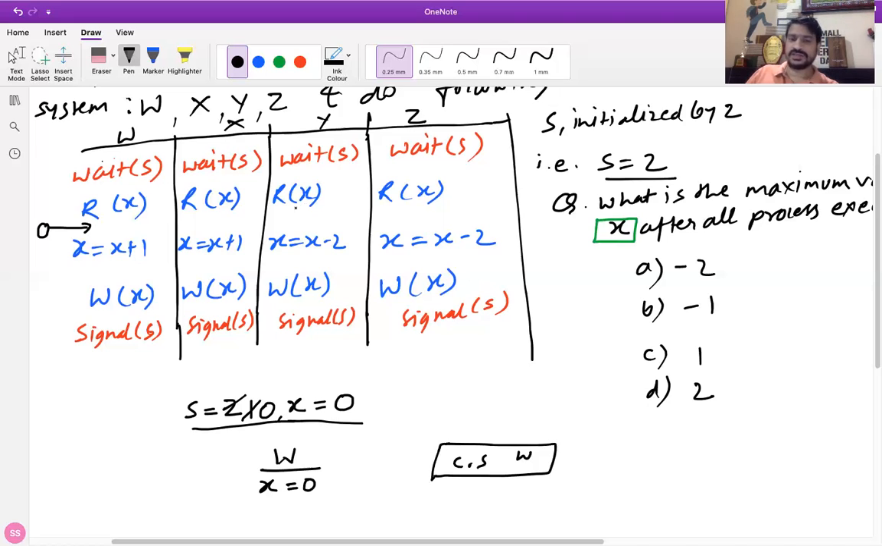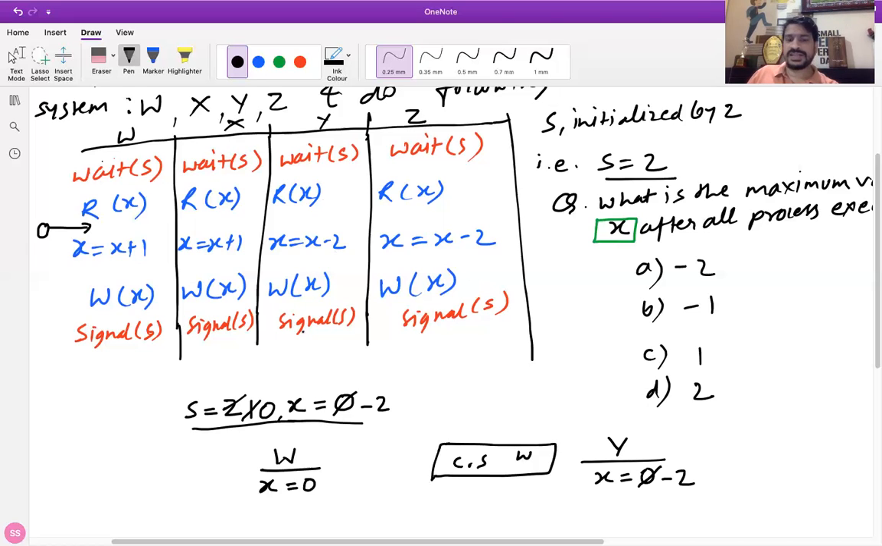And what is the critical section? The first step of the critical section is read X. Y is going to read X as 0. Now what will Y do? Y will decrement the value of X by 2. It will do it locally first, and then it will write it. Once it writes, it goes to the system and updates it. So right now in the updated system, the value of X is -2.